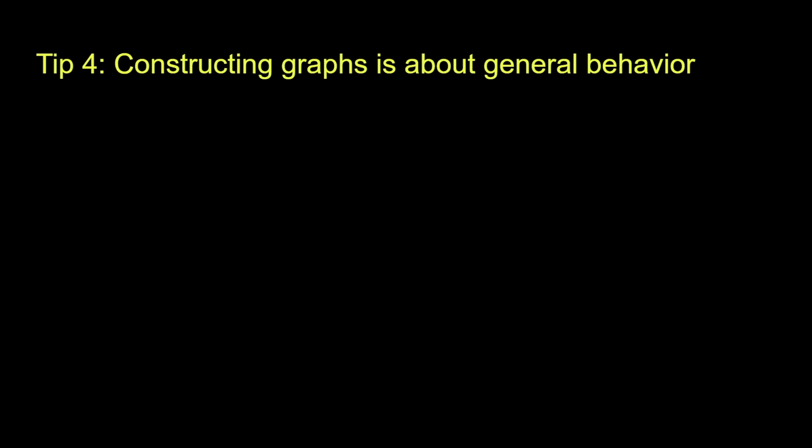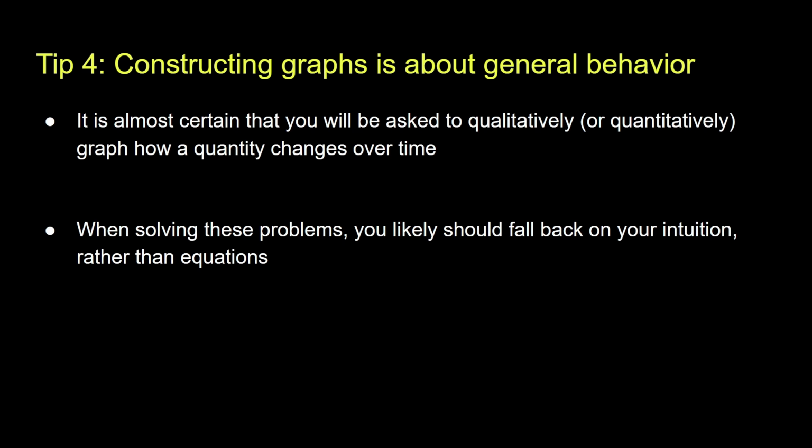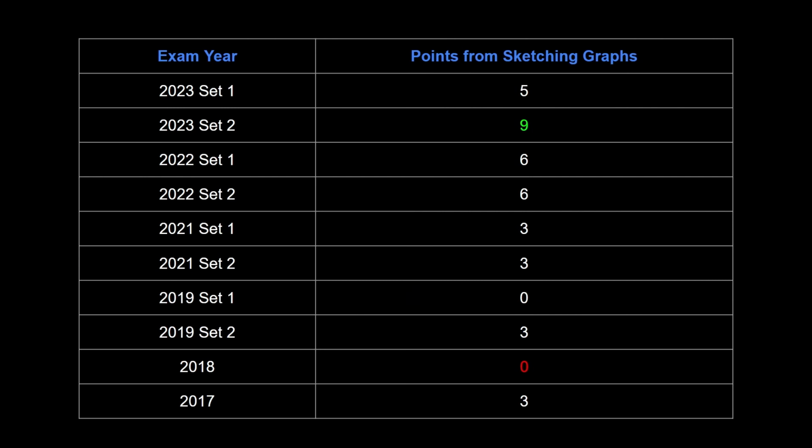There have been a lot of graph construction questions in recent years, and a lot of them are qualitative. So it's almost certain that you're going to be asked to qualitatively graph how a quantity changes over time. And the solution to these is likely not derive the formula and then graph it. It's likely a think about it and sketch the general behavior thing. And the best way of doing this is thinking about the extremes of the interval to get your endpoints, and then start thinking about a connector.